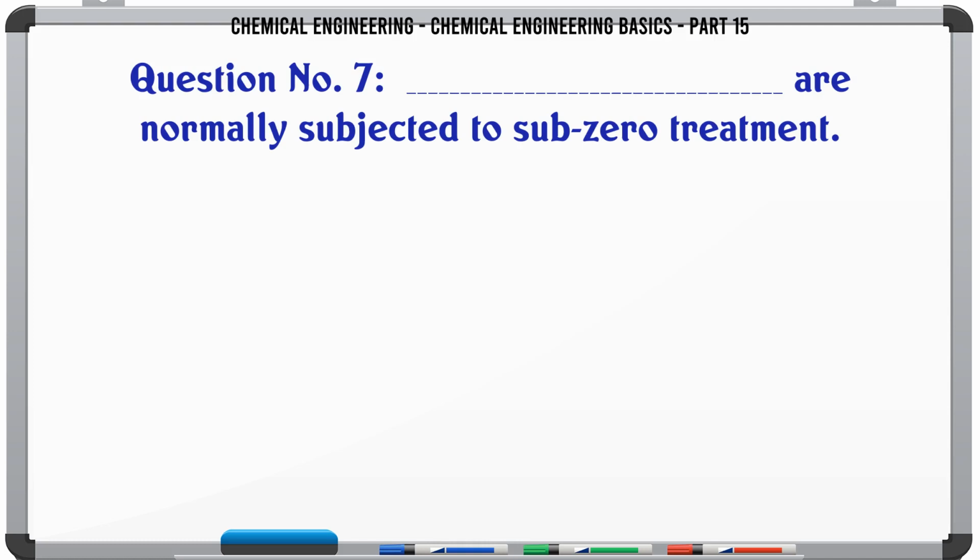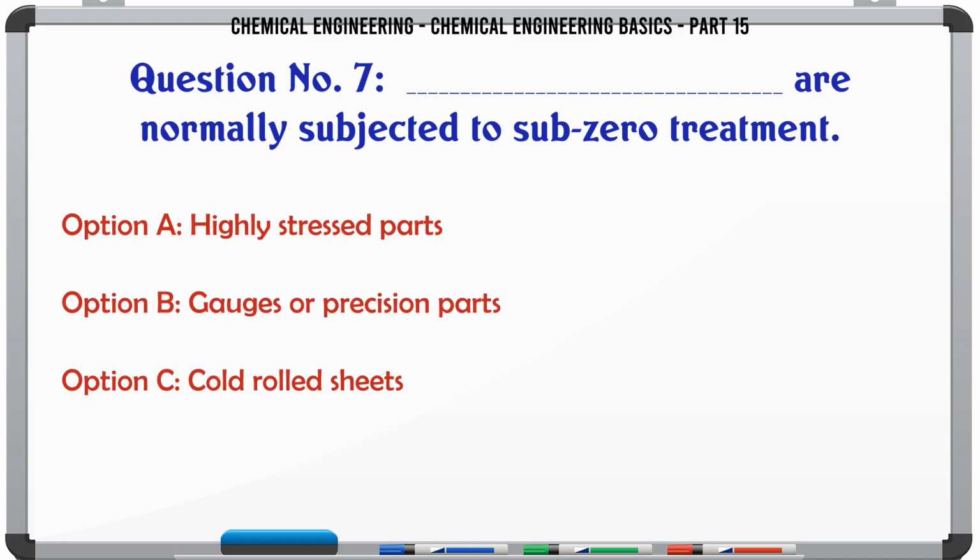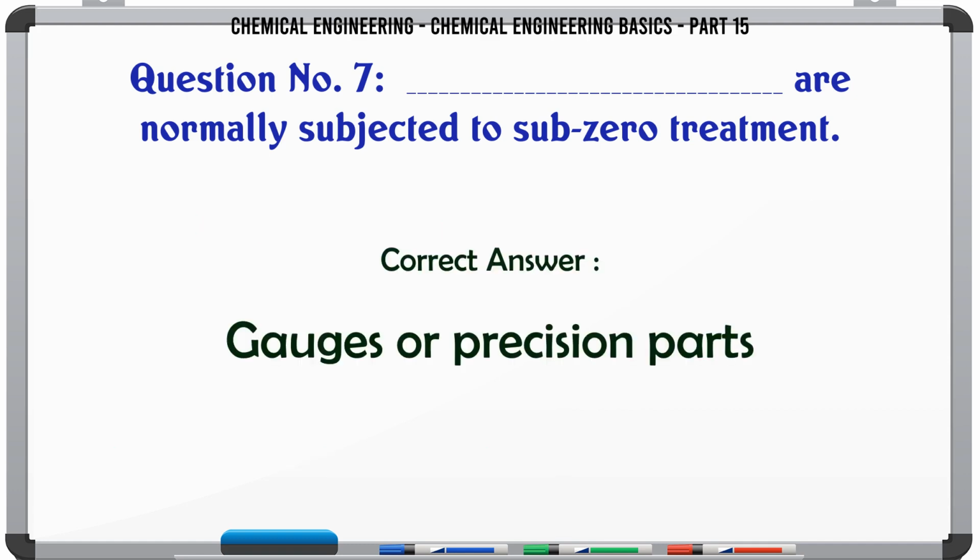___ are normally subjected to sub-zero treatment. A. Highly stressed parts. B. Gauges or precision parts. C. Cold rolled sheets. D. Non-machinable materials. The correct answer is gauges or precision parts.